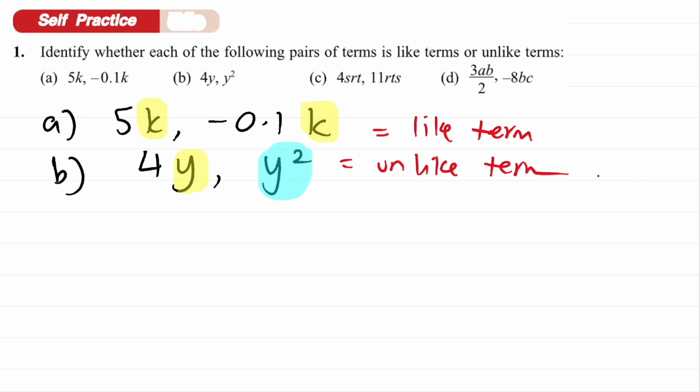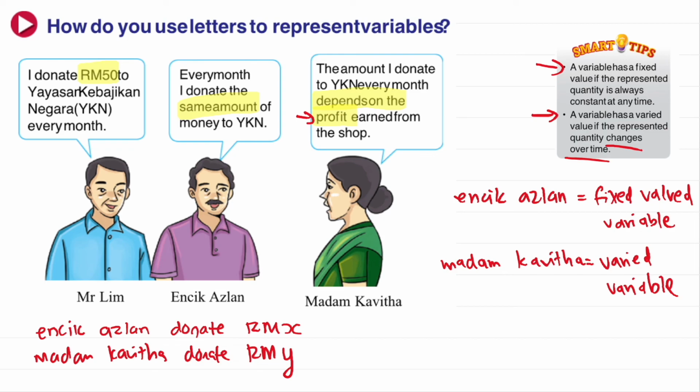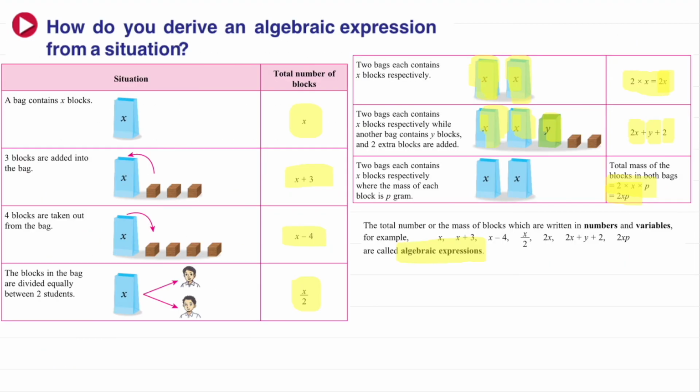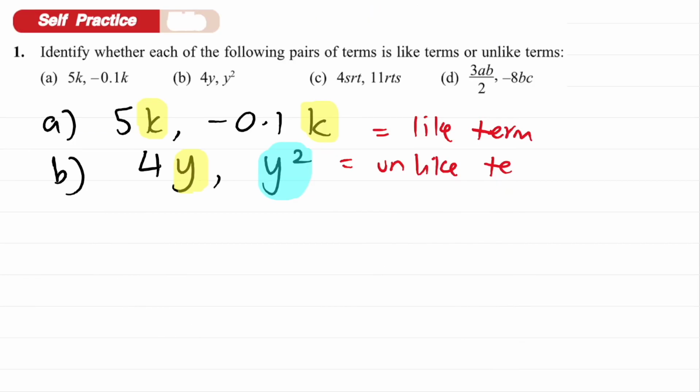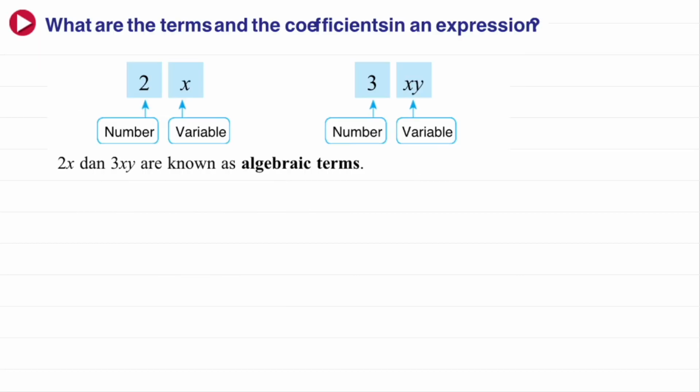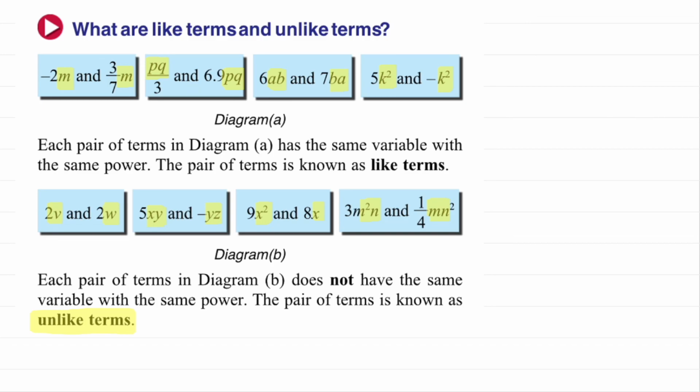It's just the simple introduction saja. So, of course, kamu kena tahu macam mana nak guna letter untuk represent variable. And then, apakah itu algebraic expression? So, anything with numbers and variables, kita panggil dia sebagai algebraic expression. And then, macam mana kita nak determine the values? Just masukkan nilai sahaja and you will get the answer straight away. Lepas tu, apa lagi tu? Apakah itu terms and also coefficient? So, kena tahu apa beza term dengan coefficient. Dan last kali, apakah itu like dengan unlike terms?